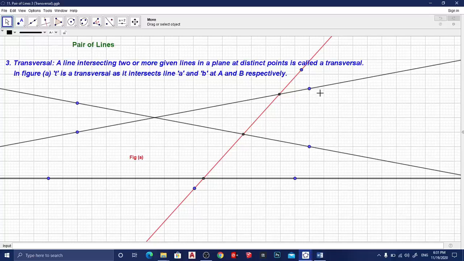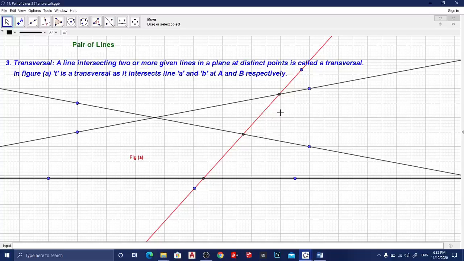How many lines are there here? Three lines. So it should intersect the three lines at three distinct points. That number should be equal to the number of lines. Wherever it is intersecting, that number is equal to the number of lines. Three lines means this line should intersect all the three lines at three distinct points. Then only it is called the transversal line.